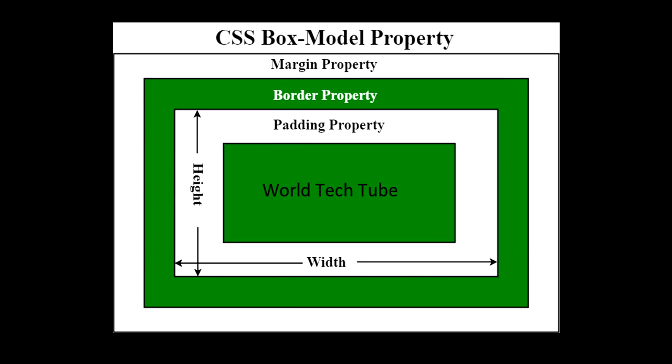Let us start with the CSS box model property. So the CSS box model is simply the container which contains the margin, border, padding, and the content itself, and it is used to create the layout of the page and the element, and it is used to customize the layout of different elements. You can see.